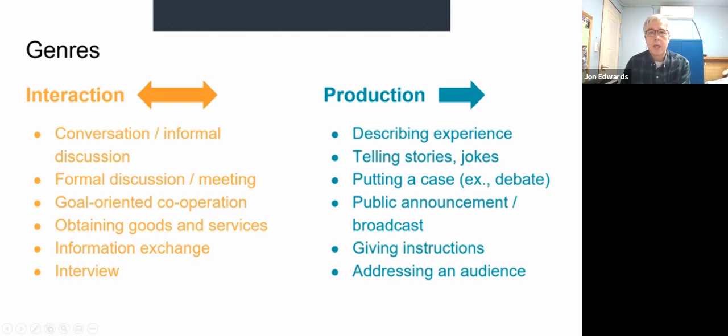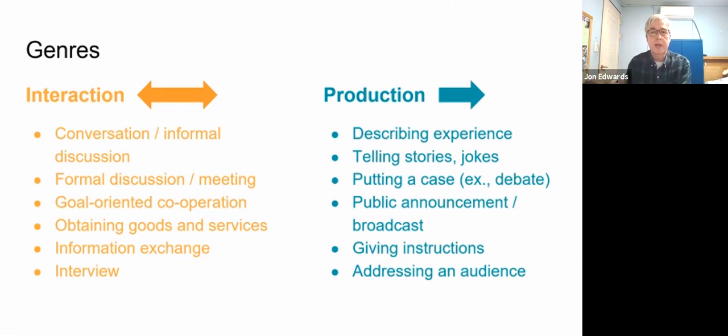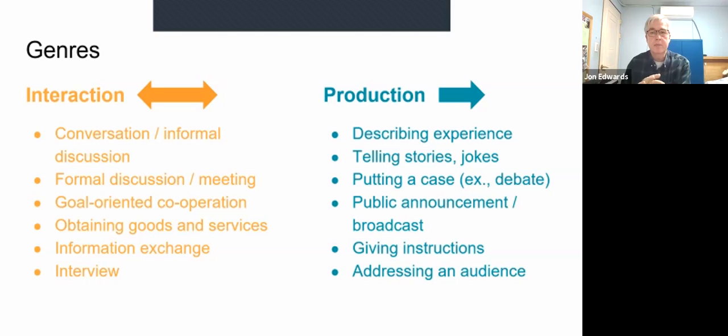Then production would be more like one-way communication, like describing an experience or telling a story, putting a case, for example in a debate, making announcements or broadcasting, like in a podcast, for example, or giving instructions to a person or to a group, or addressing an audience and giving a speech. So we need to balance those two types of genres in our speaking classrooms and make sure that students are experiencing both interactive and productive genres of speaking tasks.